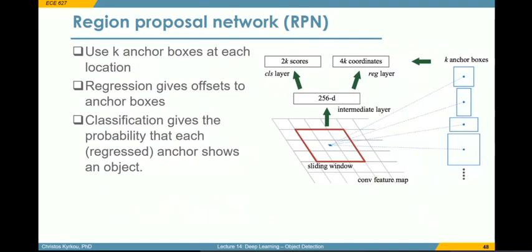At each of these sliding window locations, we simultaneously predict multiple region proposals. And the number of maximum proposals for each location is denoted as K, which basically is the number of predefined anchor boxes that we use. So we predict 4 times K outputs, 4 for the number of coordinates for each of the K anchors, and 2 times K for estimating whether the proposal, the region, is an actual object or not.